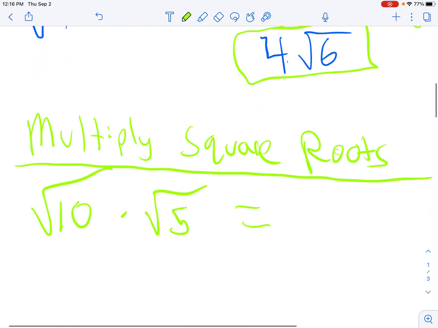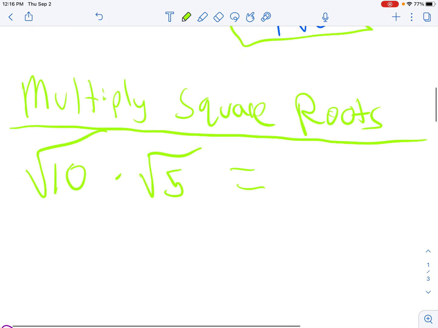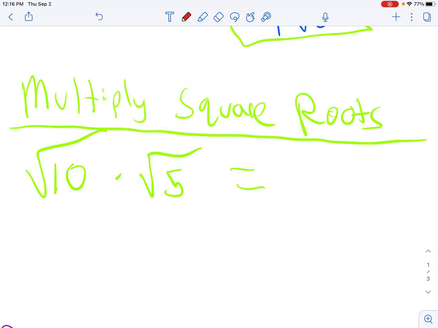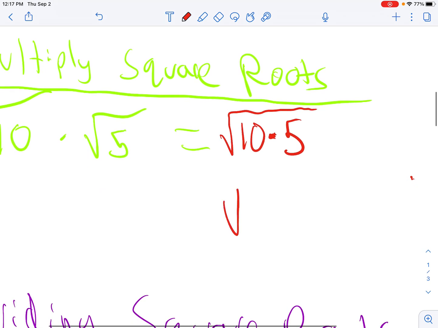Multiplying square roots. We kind of just talked about this, okay? Square root of 10 times the square root of 5. If it looks like this, and they are both square roots, we can put them underneath the same house, the same square root sign, the same radical sign, okay? So square root of 10 times 5 is 50.